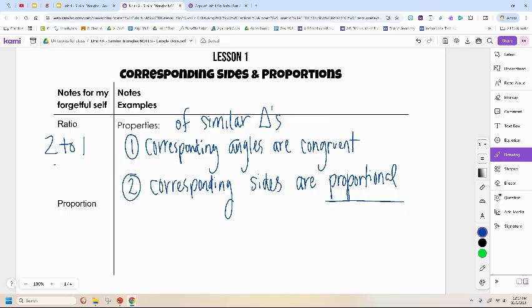But often they are written with a colon, or you can then take them and put them as a fraction. So a lot of fractional ones are part to whole. But in our situation here, we are doing 1 triangle to the other. So we might turn this and put 2 over 1 as another way to write a ratio. So what is a proportion? A proportion is equal ratios.